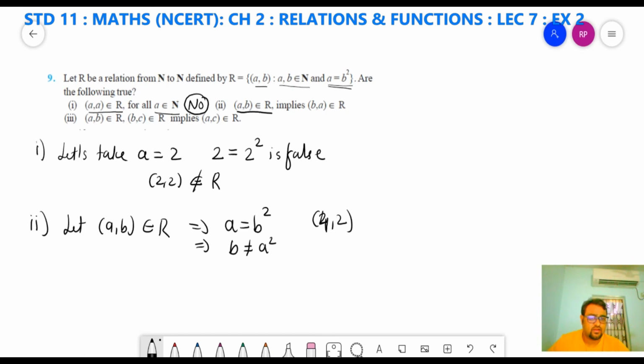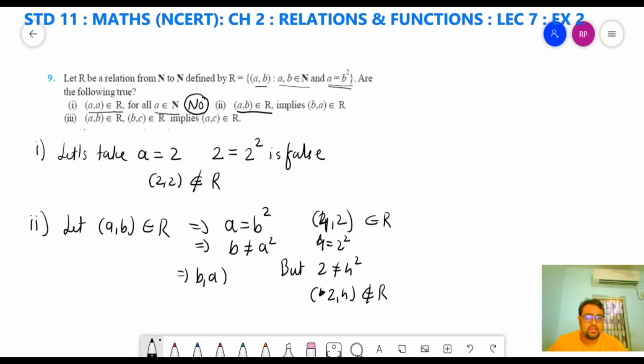Now we know that (4, 2) means 2, 4 is equal to 2 square. That means (4, 2) belongs to R, right? But 2 is not equal to 4 square, right? That means (2, 4) does not belong to R. So this implies that (B, A) does not belong to R.